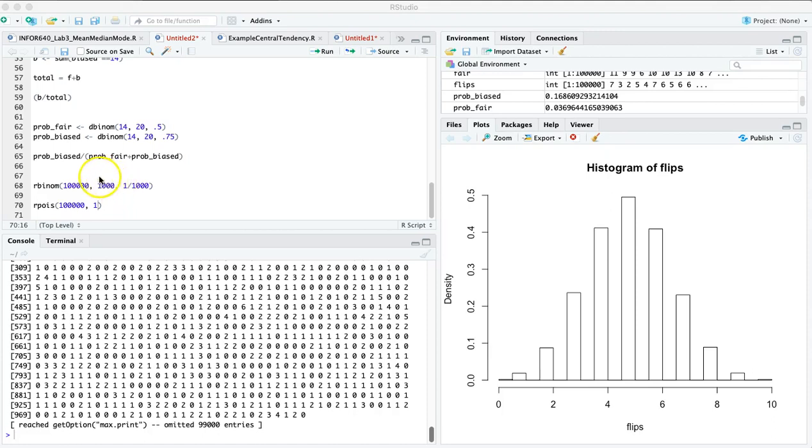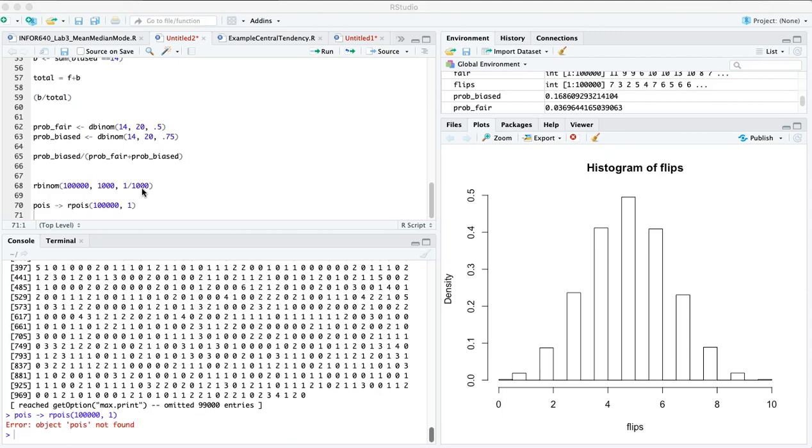So our sample was 1,000 individuals, and our probability was that 1 over 1,000 people, or 1 over 1,000 coin flips, would turn up positive. Really common for things like rare diseases or rare cancers is where you really often find the Poisson distribution.